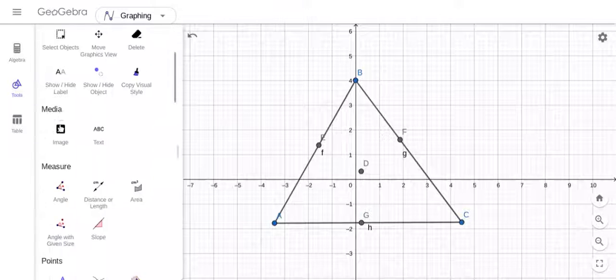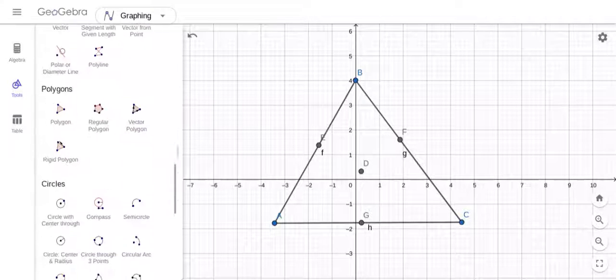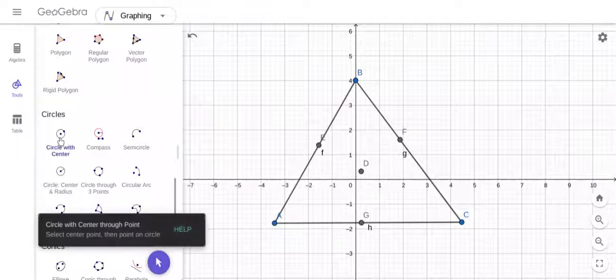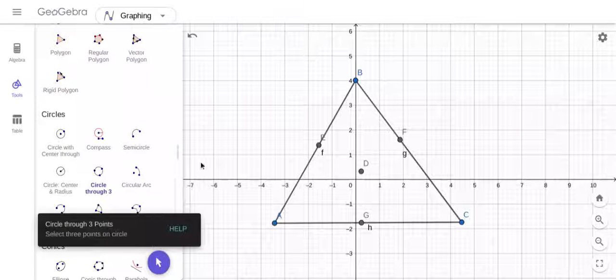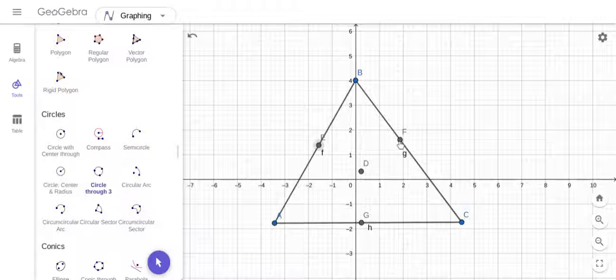Now, let's see what we can do. I need the circle tool. I'm going to draw another circle. And this time, let's draw a circle through 3 points. So I want the circle to go through E, F, and G. Oh, and as you can see, this circle perfectly fits inside the triangle.